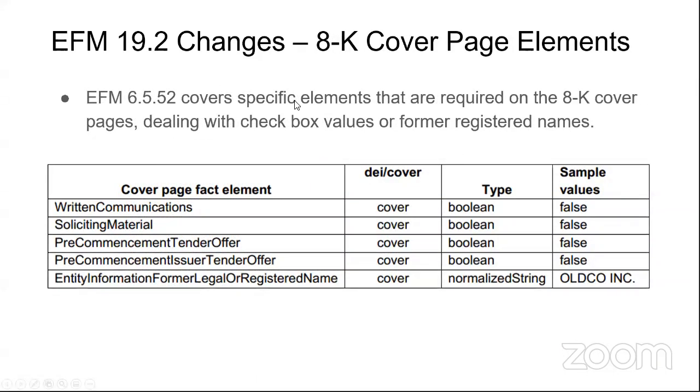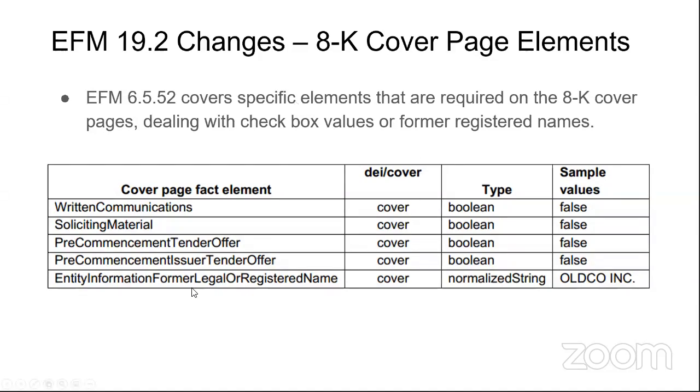8Ks also have some specific checkbox values. On every 8K cover page, there is a set of 4 checkboxes near the bottom for written communication, soliciting material, pre-commencement tender offer, and pre-commencement issuer tender offer. So for those 4 checkboxes, you would tag those the same way you tag anything else using these 4 elements. They have Boolean value types. They can be either true or false depending on which Unicode checkbox is actually being used.